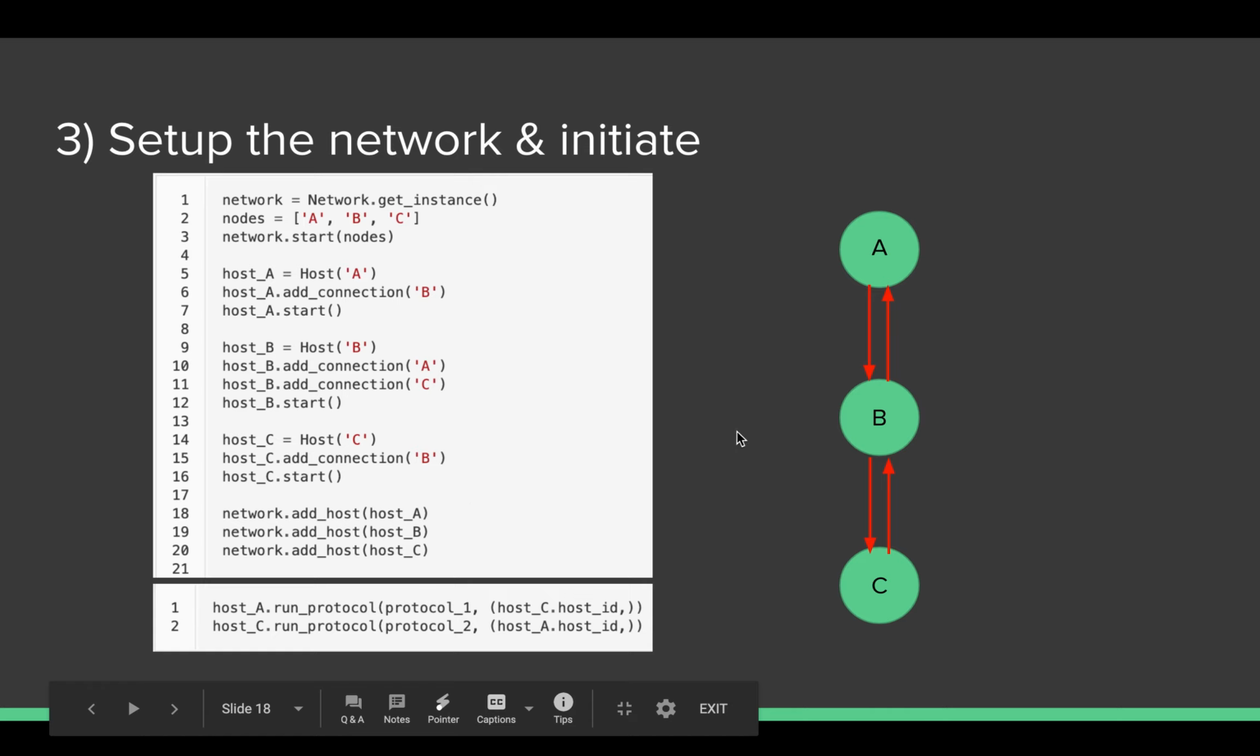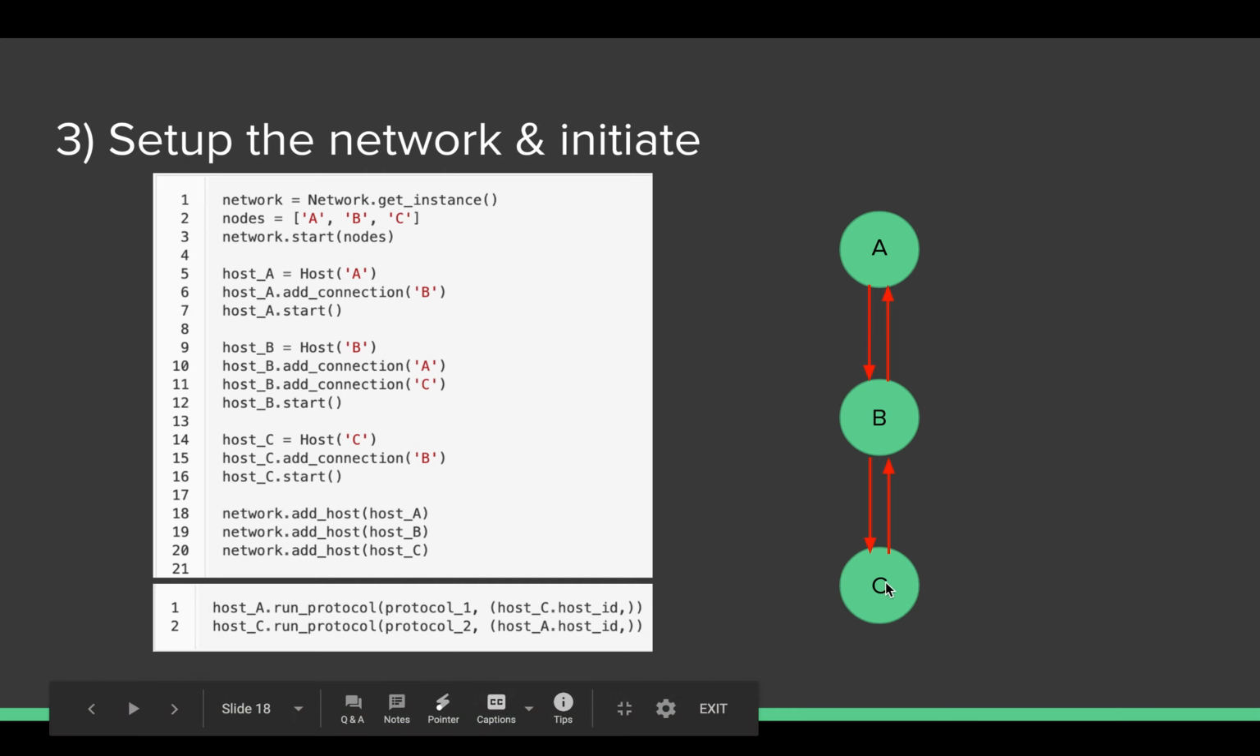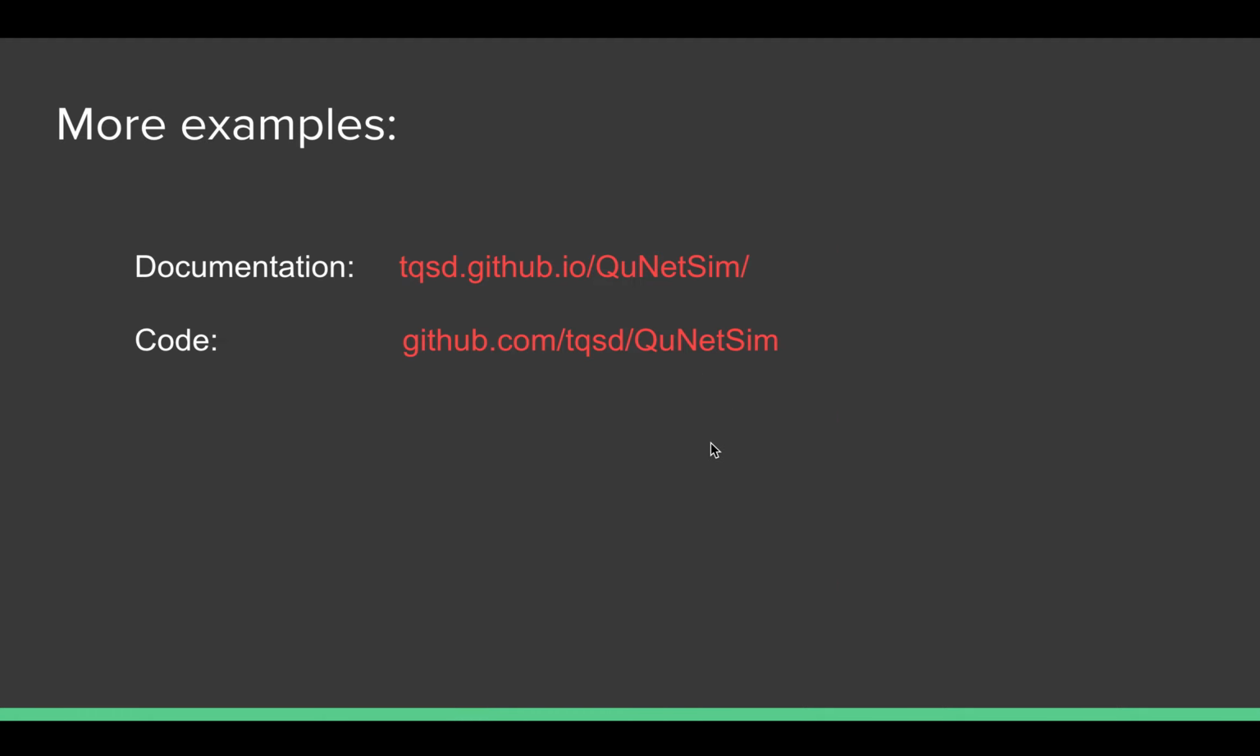And then we want to make host A the sender of this protocol and host C the receiver of this protocol. And then we just write this line here. These two things will run in threads, therefore they're running at the same time. And then host B is in the middle, so there's routing going on and things like this. This is a quick example of what QuNetSim code would be like.